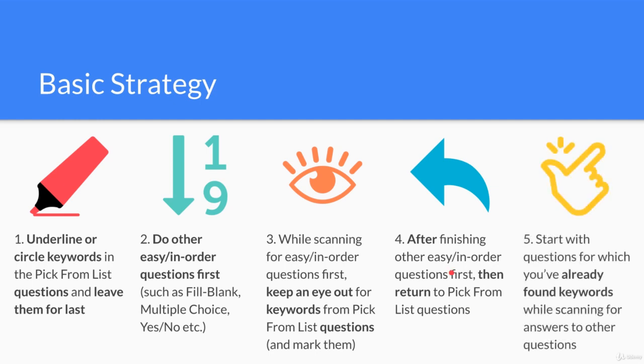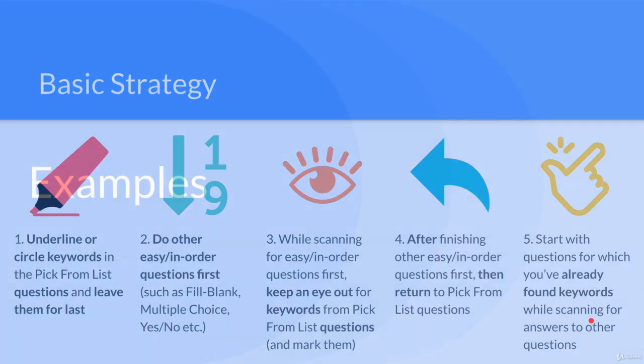Finally, what you're going to do is start by answering the questions for which you have already found the keywords. So remember when you were looking for the keywords while answering the easy questions? Maybe you ended up finding some keywords from these questions. Well, if you did find and mark those keywords, when you return back to these pick from list questions, you should start off by answering the questions for which you have already found the keywords, the synonym language, and so on. Okay? So start there because those are going to be the easiest questions for you to answer.